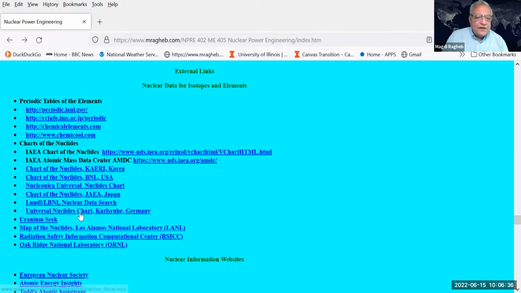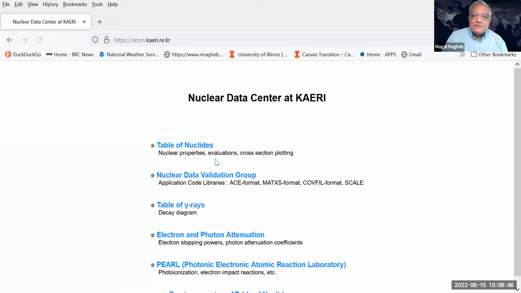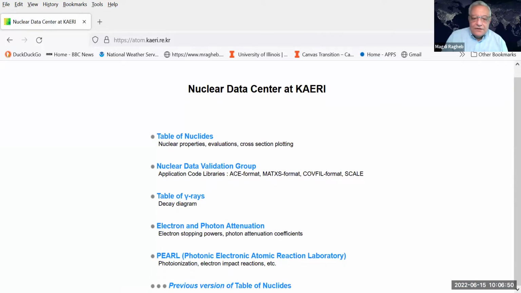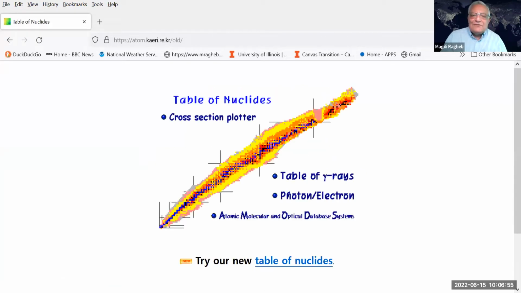In Germany, they have the Universal Nuclides chart. I like the one from the Korean Atomic Energy Research Institute. So let's go to the chart of the nuclides from KAERI, because they maintain it really well. And in fact, the previous versions here are the best of them, easy to use.